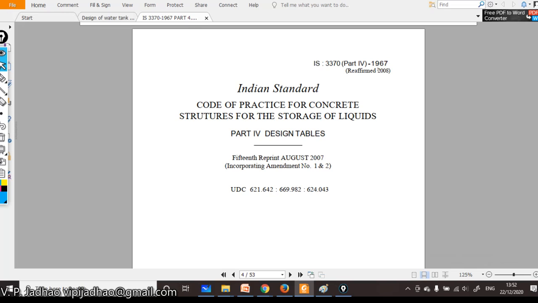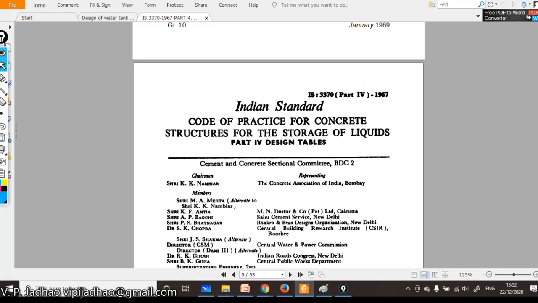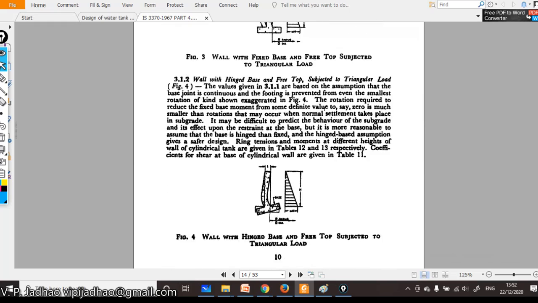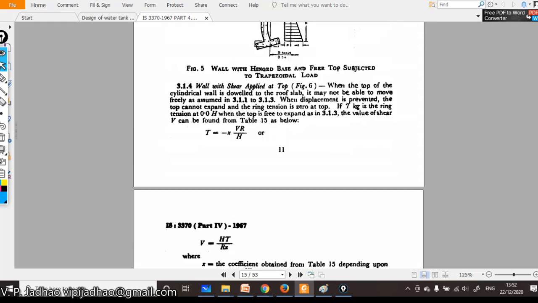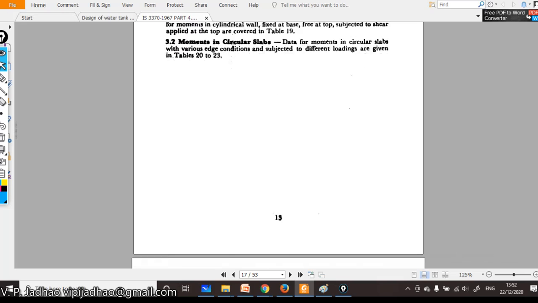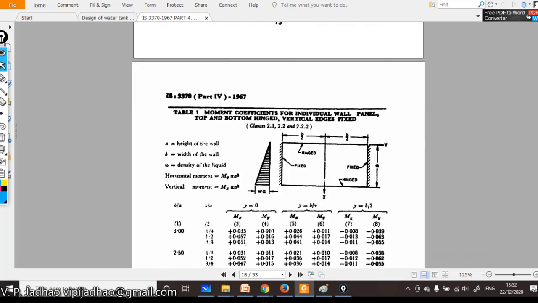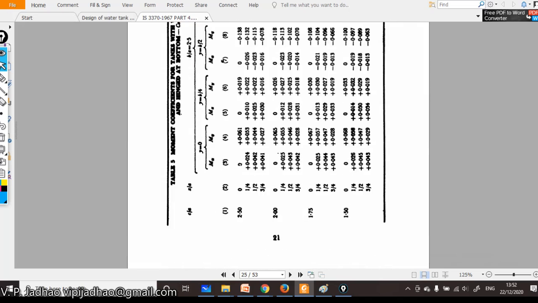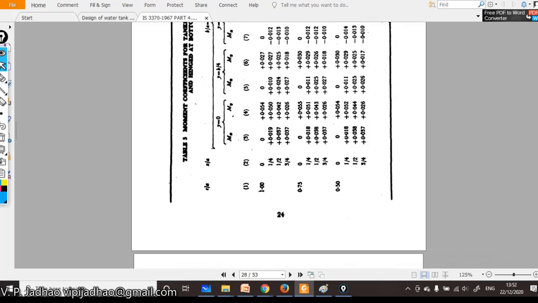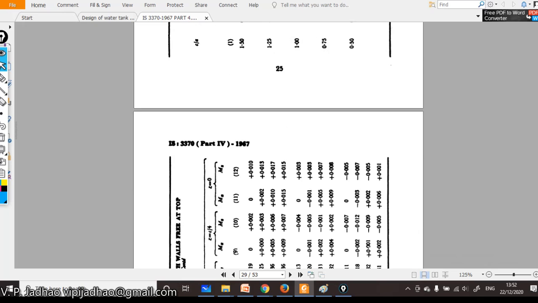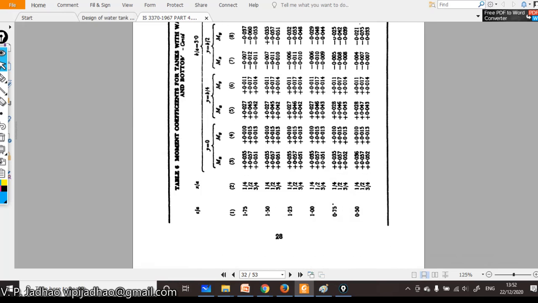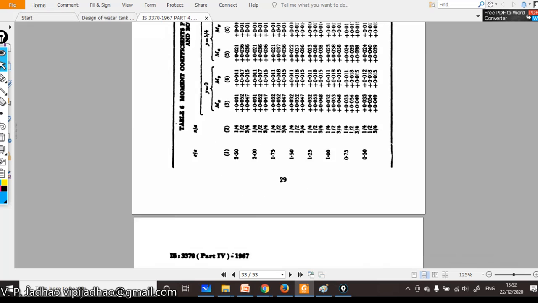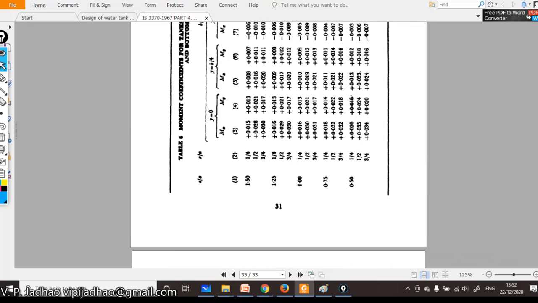This version is 1967 and it was reaffirmed in 2008. So we'll directly go to the design tables. This part is already explained. Table 1. Initial tables are not that important for us. From table number 9 onwards, tables are more important from our syllabus point of view.